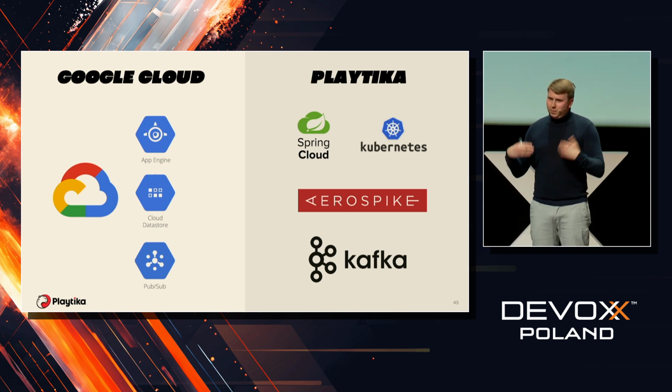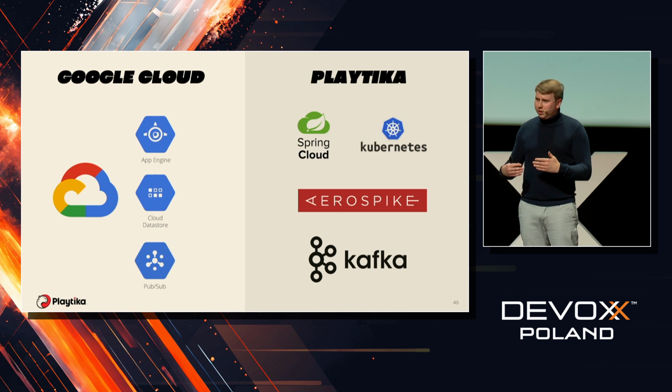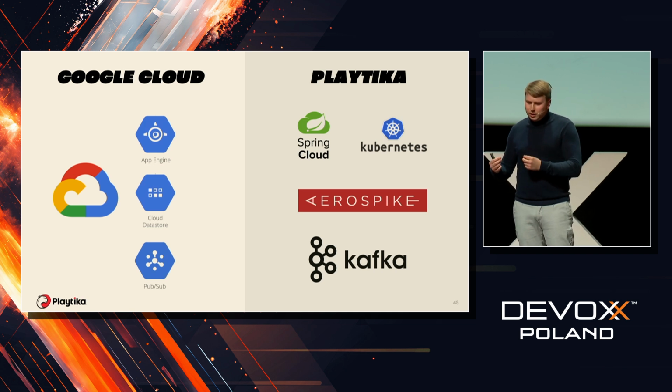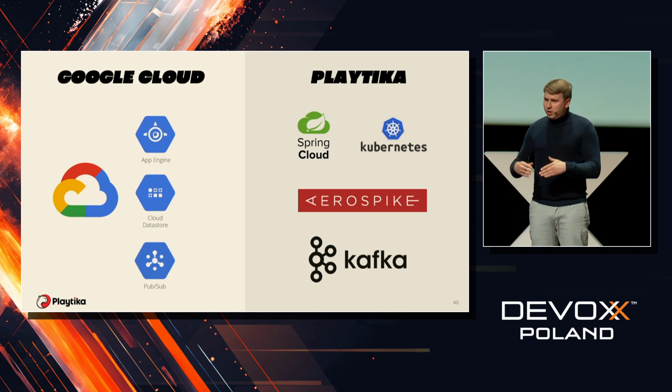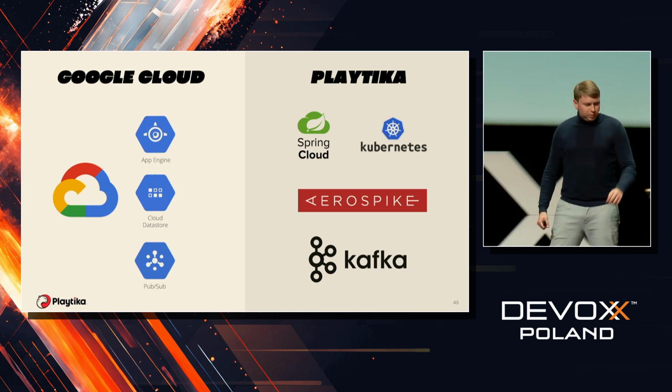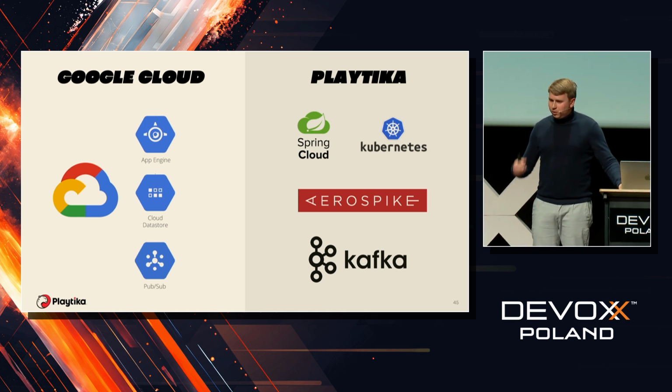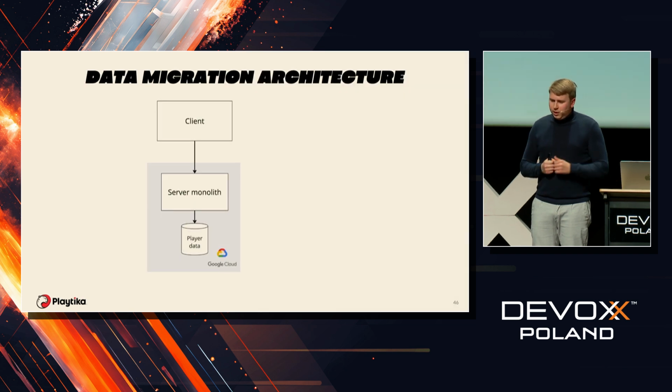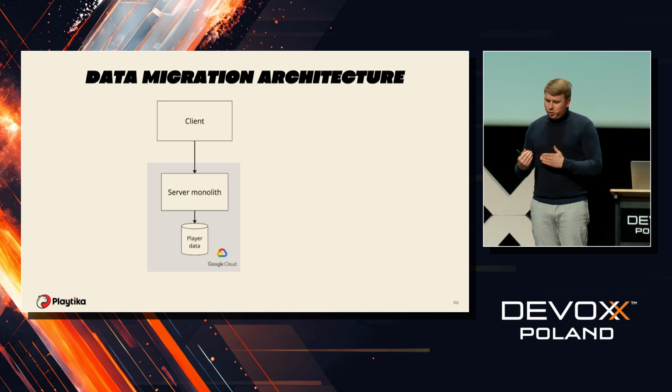So we have to rewrite the code because initially the code was written with a maximum vendor lock-in because we have to prototype really quickly. We didn't want to think about how it's deployed, how it's scaled. In Playtika, we're using Spring Cloud on top of Kubernetes. We're using Kafka, and we're using Aerospike as the key value database. So we have to rewrite all this monolith into this stack. And we started the data migration project.